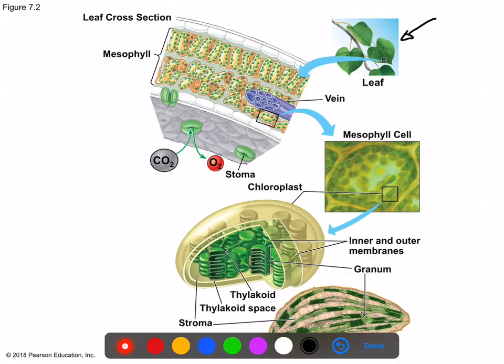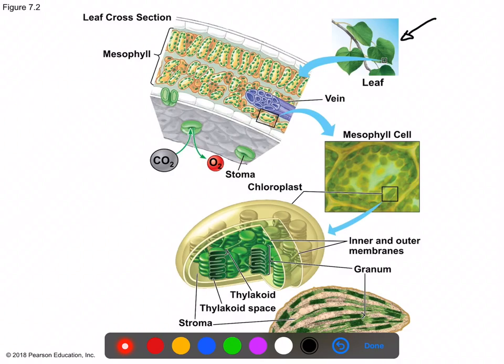And as you saw in the previous slide, a leaf depends on not just CO2 for creating sugars, but also water. So it needs that water not just for photosynthesis, but also to keep itself cool as it's exposed all day to a sun. All right.